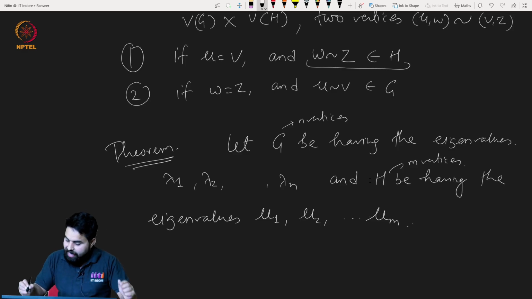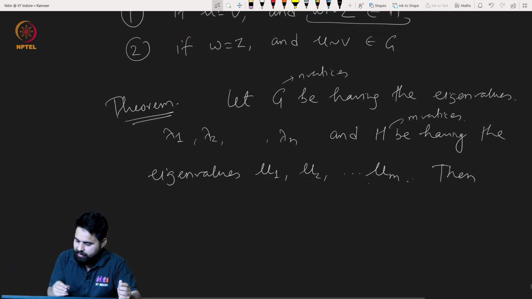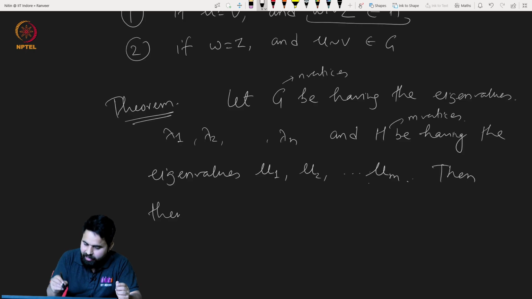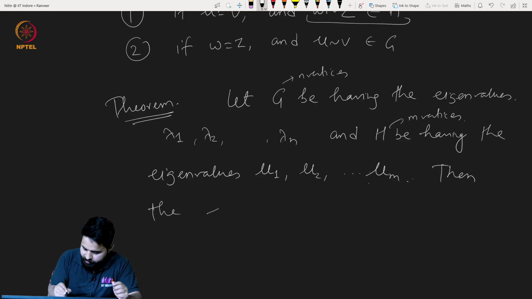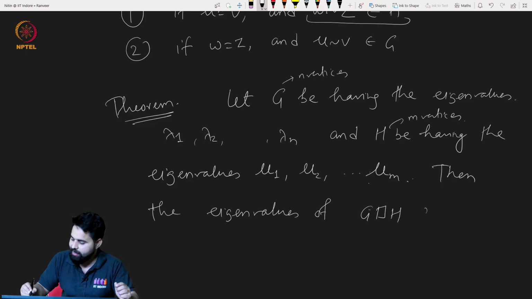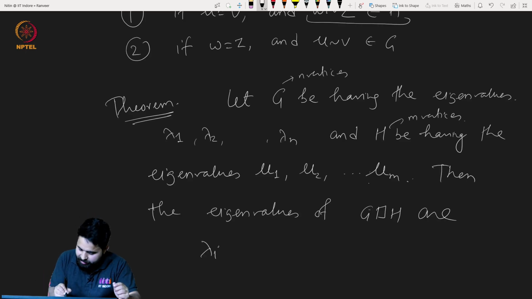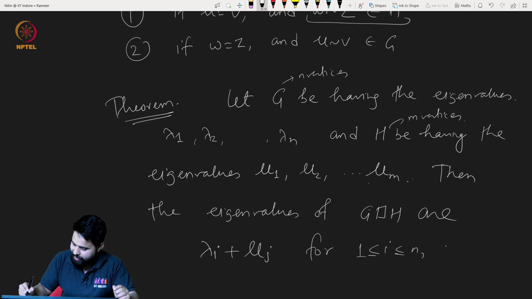Okay, then the eigenvalues of G box H are lambda_i plus mu_j, for i from 1 to n, and j from 1 to m.